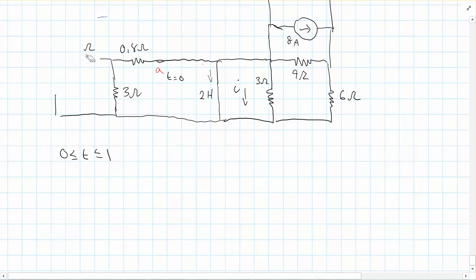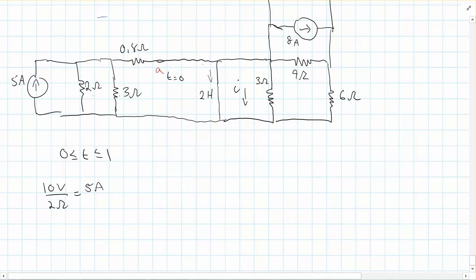So this 10 volts is going to become 2 ohm with a current source here. And that current source is going to be 10 volts divided by 2 ohms, which is 5 amps. Then I've got a 2 and 3 ohm resistor in parallel. So I'm going to do 2 in parallel with 3, which is 2 times 3 over 2 plus 3. So this would be 6 over 5, which is 1.2 ohms.